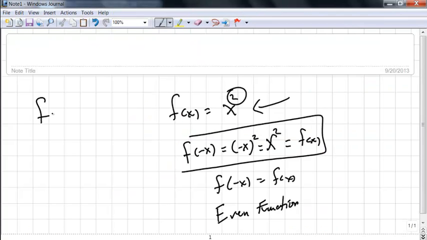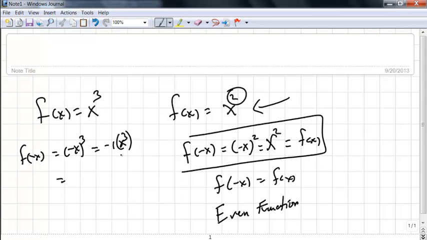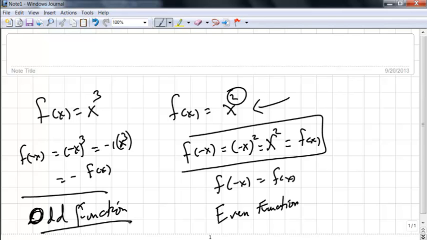On the other hand, if you took an odd degree power function, like x to the third, look what happens when you do f of minus x. You get minus x cubed. Three negatives make a negative. It's the opposite of x cubed, or in other words, negative 1 times x cubed. And so that's the opposite of the original f of x. When they have this property, they're called an odd function, where f of the opposite of x is the opposite of f of x.